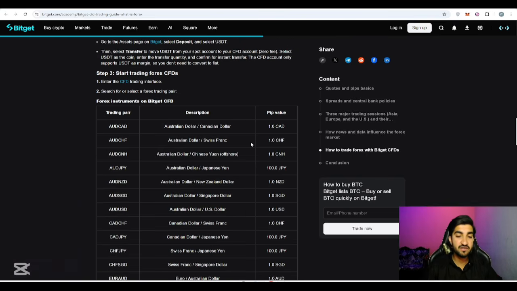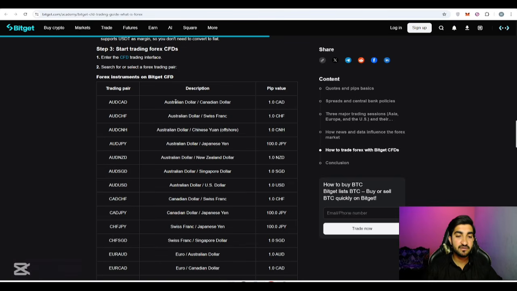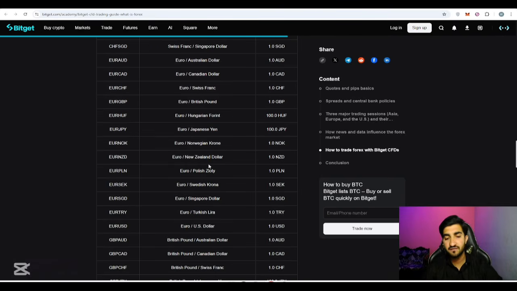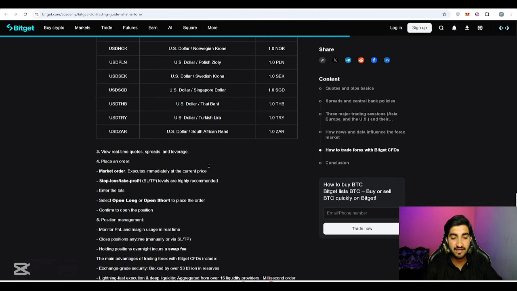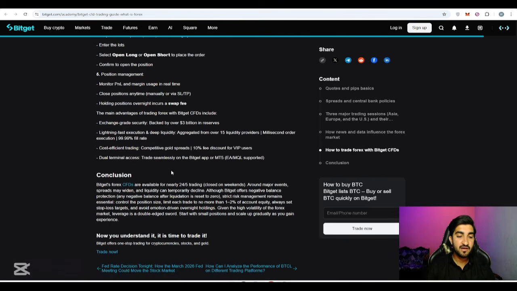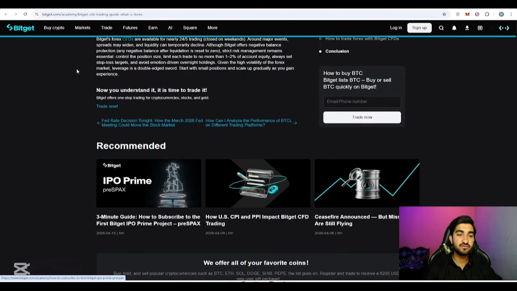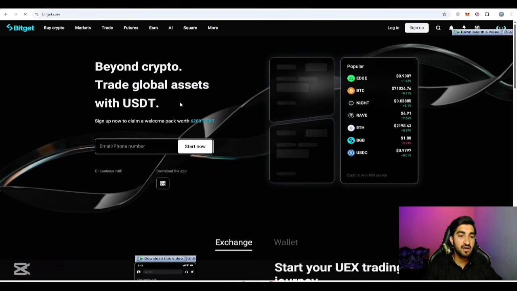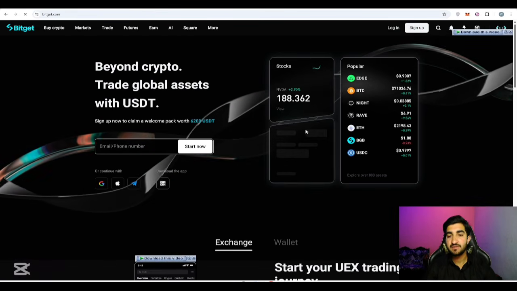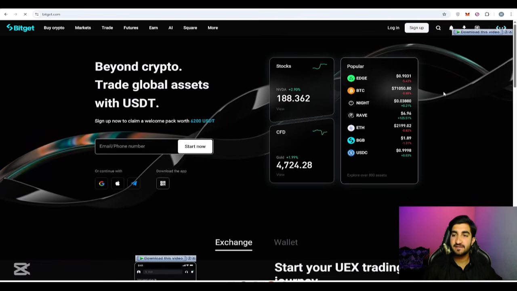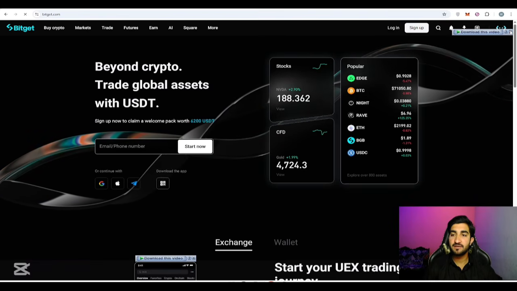You can also check different kinds of pairs that I mentioned, like the Australian dollar, Canadian, Australian to Swiss, Australian to Japanese, and many other pairs are available too. That is everything we have discussed. If you want to trade on Bitget, simply create an account, and you can start trading on Bitget.